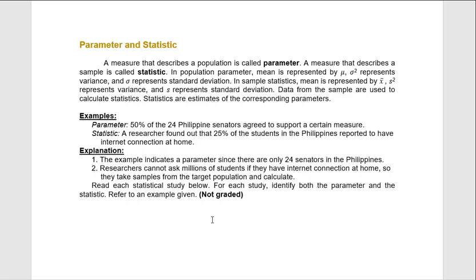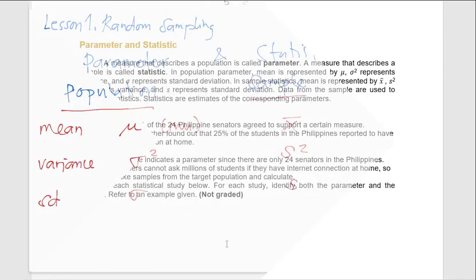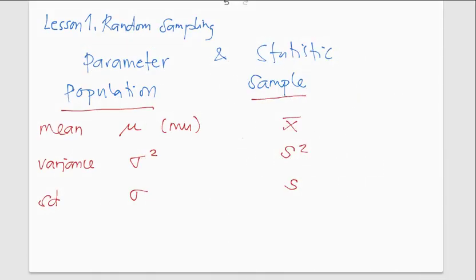On the next part naman, only 25% of the students in the Philippines reported to have internet connection at home. This 25% is taken from the entire population, which is the population of all the students in the Philippines. Okay? So in that part, meaning we are only talking about the sample from the entire population. Okay? So depending on your research study, it depends no kung ano ang kailangan mong kunin. It might be the parameter, it might be the statistic. Different ways and different factors or reasons, depende talaga ito sa researcher kung ano ang gusto niyang gawin, kung ano yung objective ng research study niya.